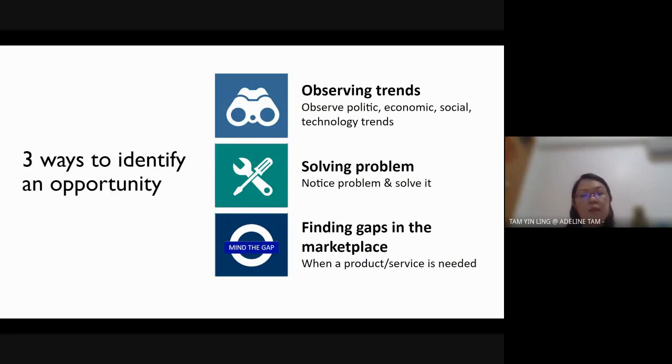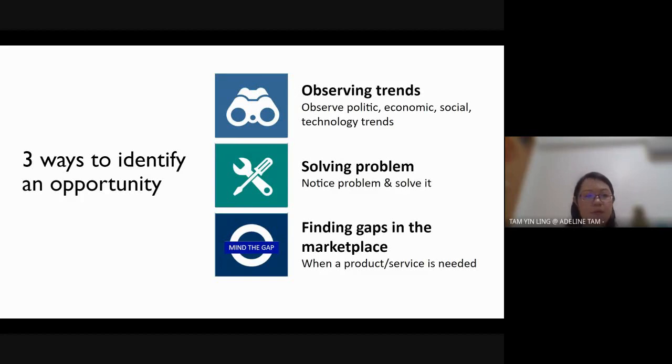And we can see many companies using this method. For example, Food Panda is solving the problem of customers. And the third method is finding a gap or gaps in the marketplace, where a gap refers to a small market segment. When there is a small market segment, it might not have a big company willing to sell. So a smaller company is willing to sell in this marketplace.